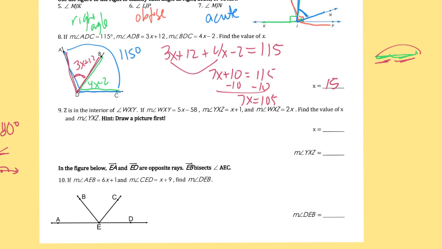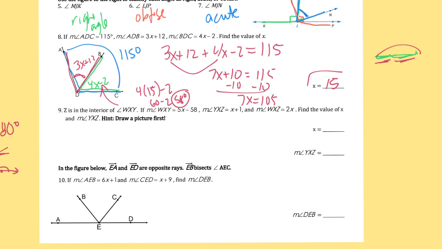Okay. Now, I may ask you, what's the measure of this angle right here? And you'd be like, okay, we'll plug in x is 15 and get the answer. So you do 4 times 15 and subtract 2. So that's going to be what? 60 minus 2. That'd be 58 degrees. And if you found the red one, I'm sure that these two, the green one and the red one, should make 115 degrees total.